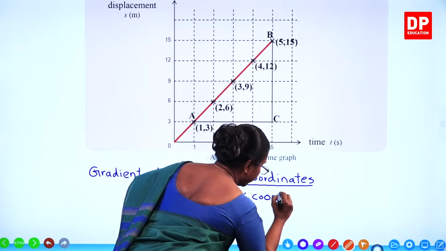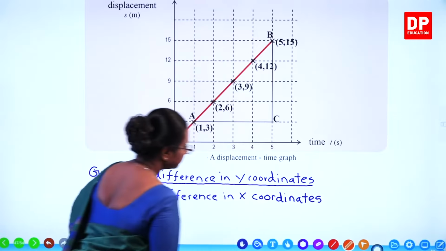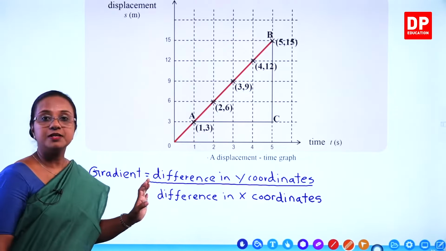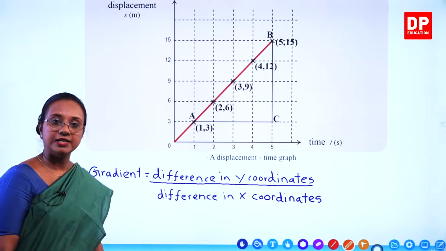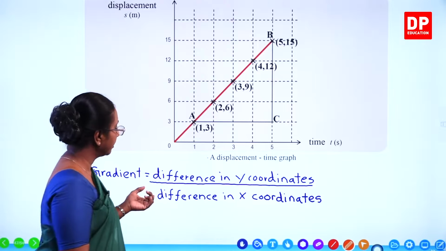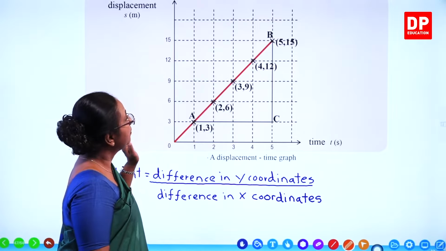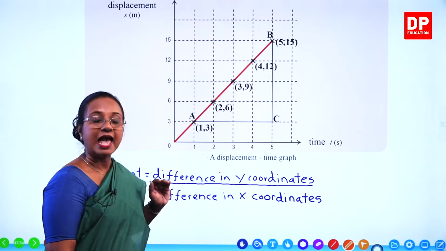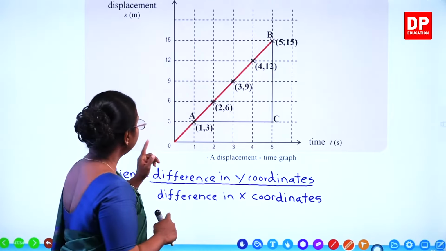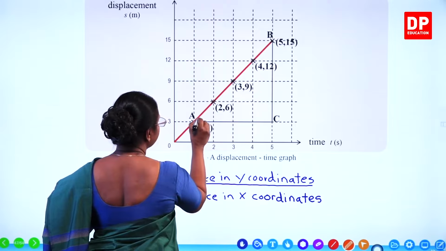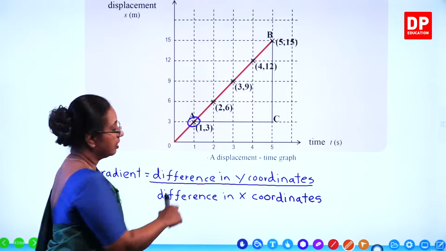X coordinates. So when we say difference in y coordinates divided by difference in x coordinates, first we should know how to calculate the differences in coordinates. So for this, we always look at the graph and take the furthermost points. If we take this point A as our first point, the coordinates are 1 and 3.